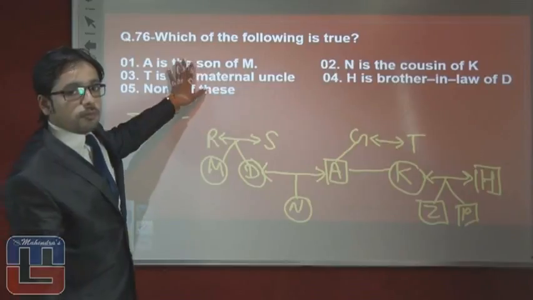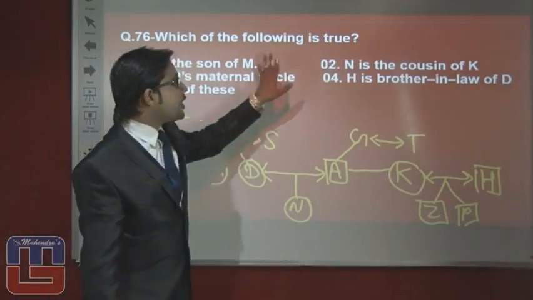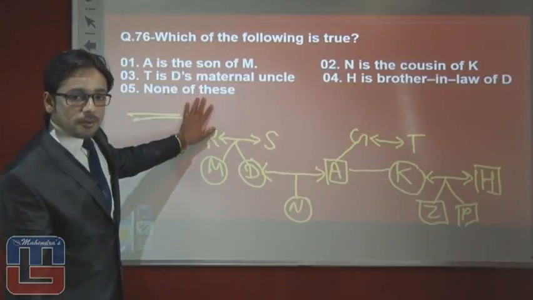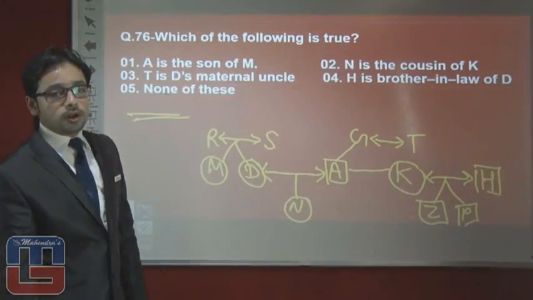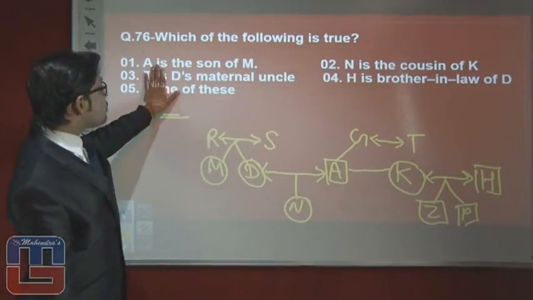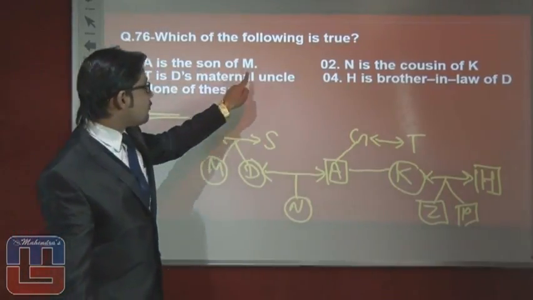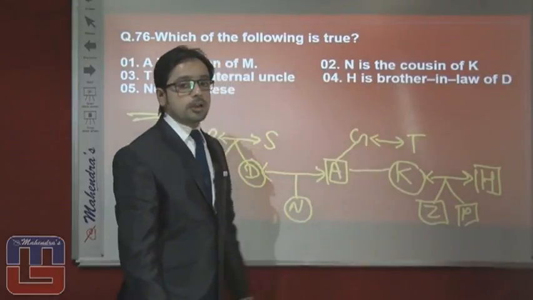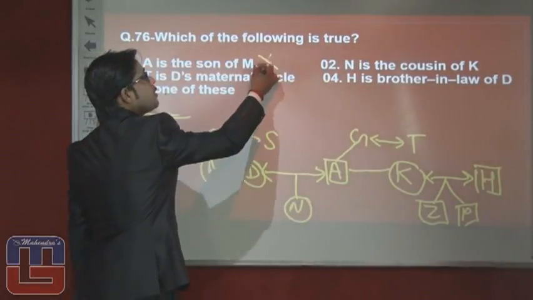This is the last question of blood relation. Which of the following is true? Five options are available here. You have to decide which of the following options is definitely true. First option is saying A is son of M. You can see here A is son of G and T, not of M. So first option will be false.